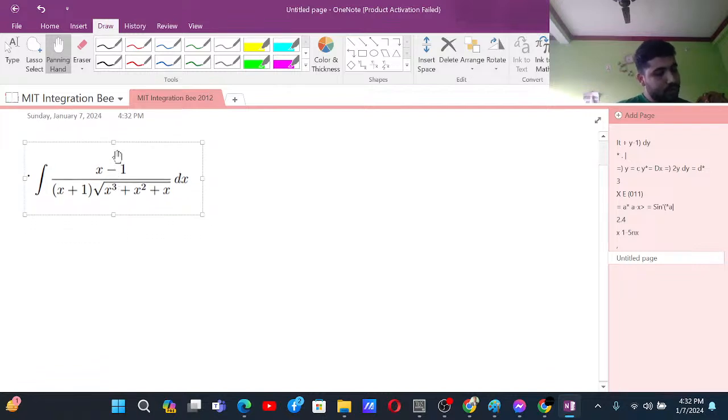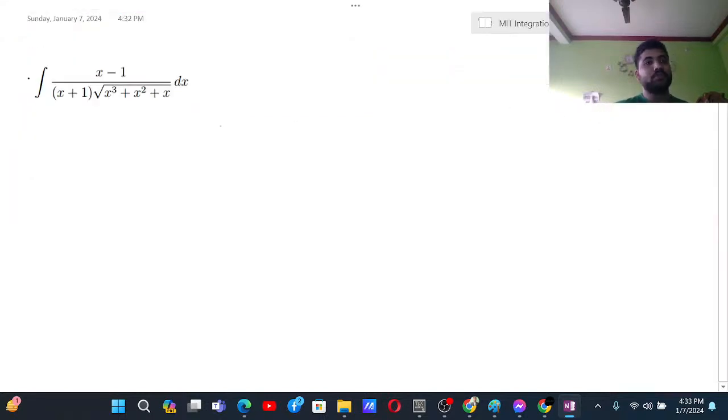Yeah, now for this problem, what we can do is first try to bring x out. Will that help? We can bring x square out. Yeah, let's try to go.